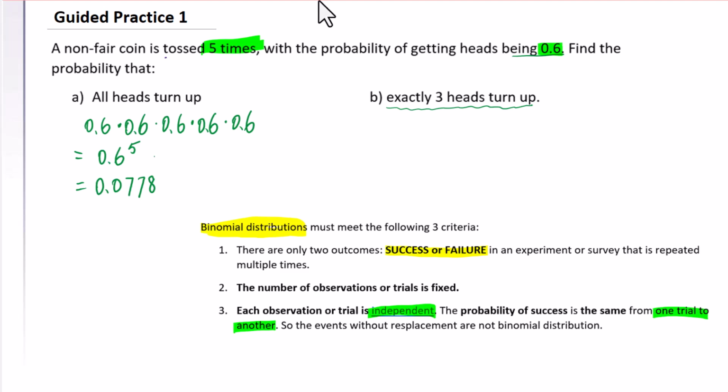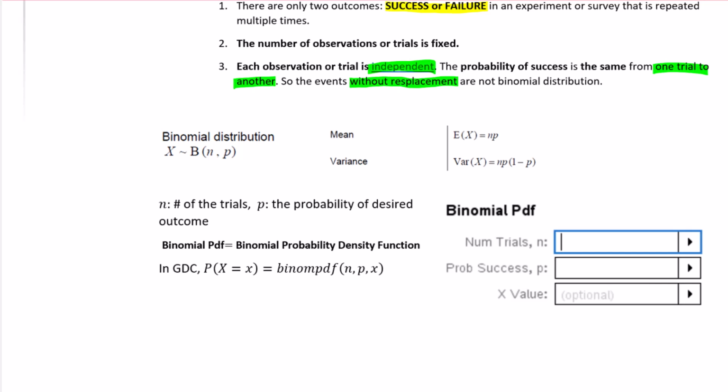On the contrary, events without replacement are not binomial distribution, because the probability of success is different from one trial to another. Capital X follows binomial distribution with n the number of trials. P is the probability of the desired outcome, or the probability of success. The mean of a binomial distribution is n times p. Variance equals n times p times 1 minus p.